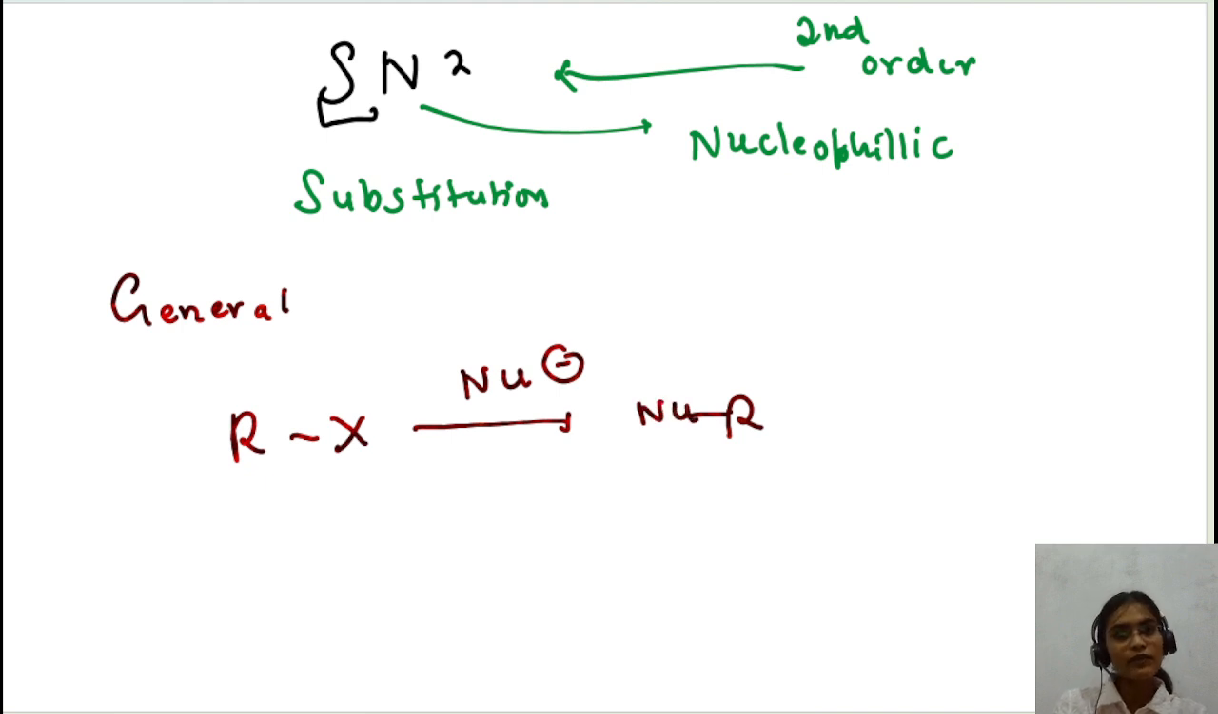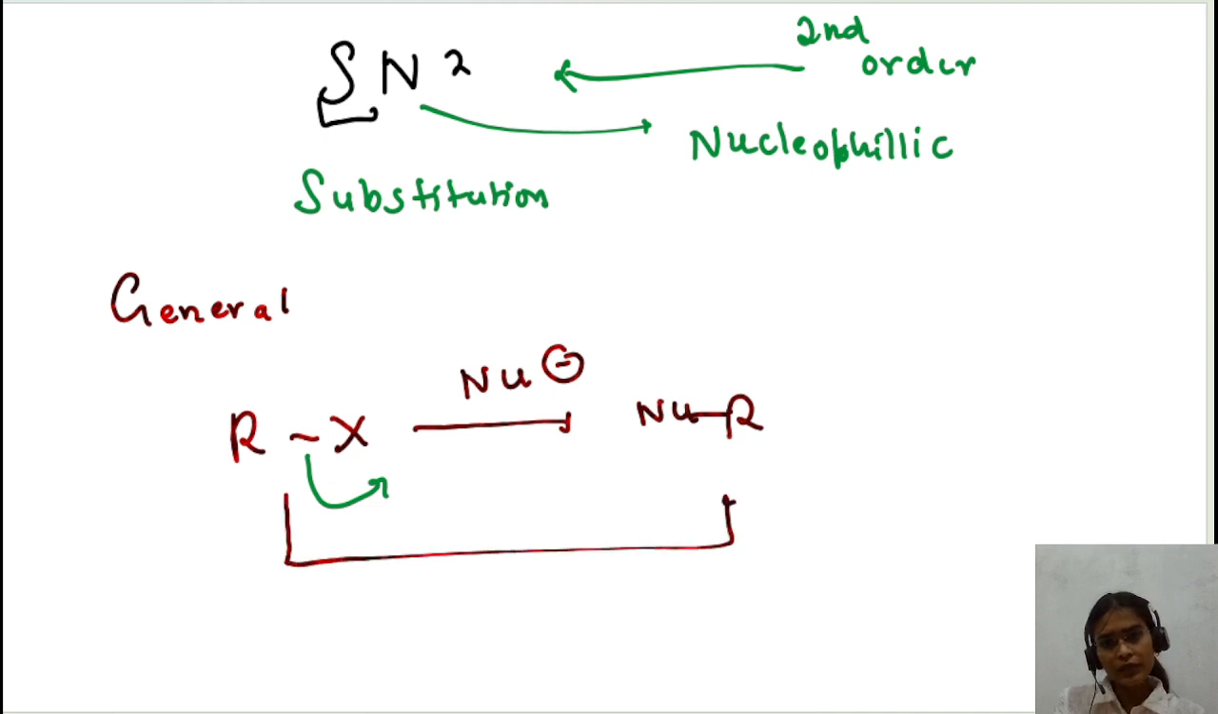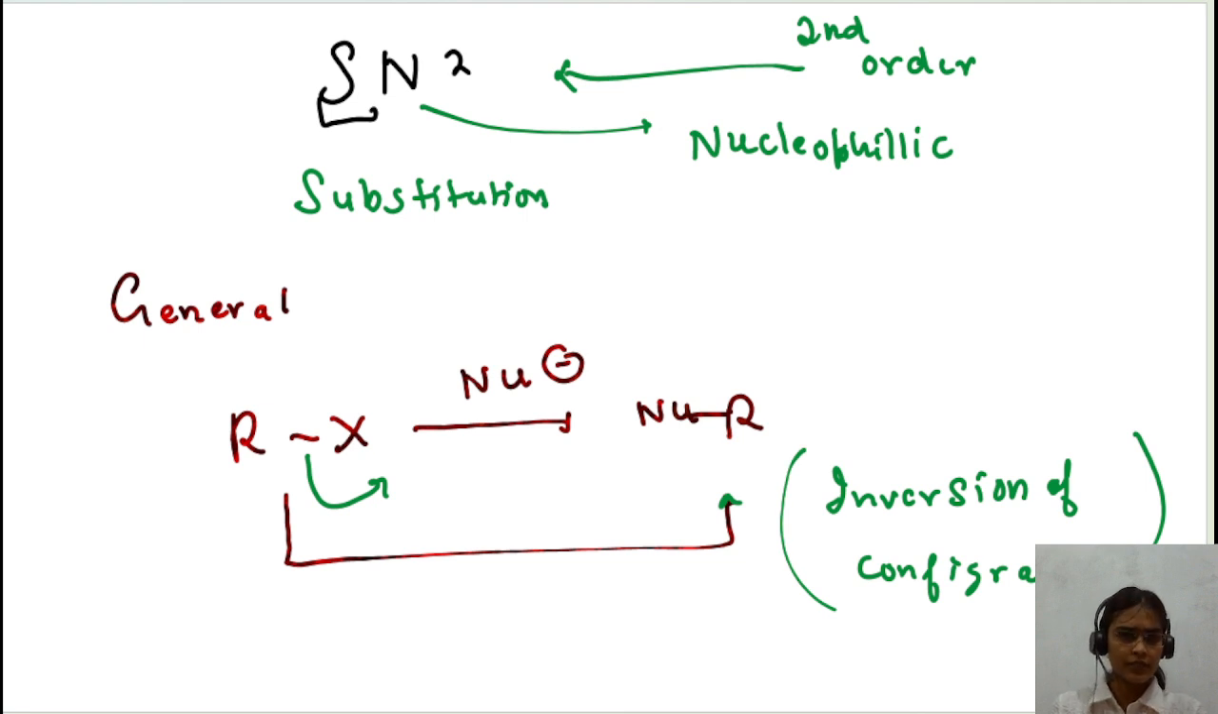Did you notice something? What is happening there? Our leaving group is leaving the substituent from the front side, and our nucleophile attacks from the back side. So in this case, what is the key point? If you are moving from there to there, there is an inversion of configuration that takes place. We will cover the meaning of the word inversion of configuration. So that's it, this is very simple.